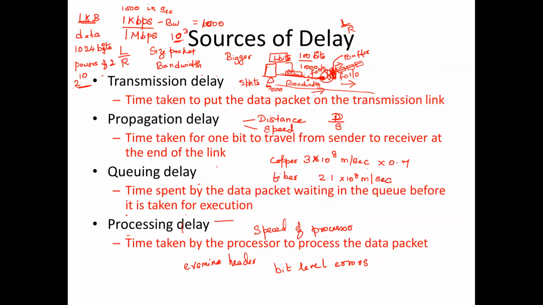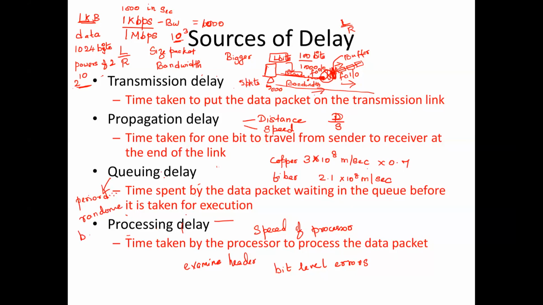So 2 formulas you have to remember. One is for transmission delay, the formula is L/R. For propagation delay, the formula is D/S. For queuing delay and processing delay, there is no formula because it purely depends on the current traffic in the medium. So traffic can arrive periodically, and in some cases, sometimes randomly, some packets can arrive.